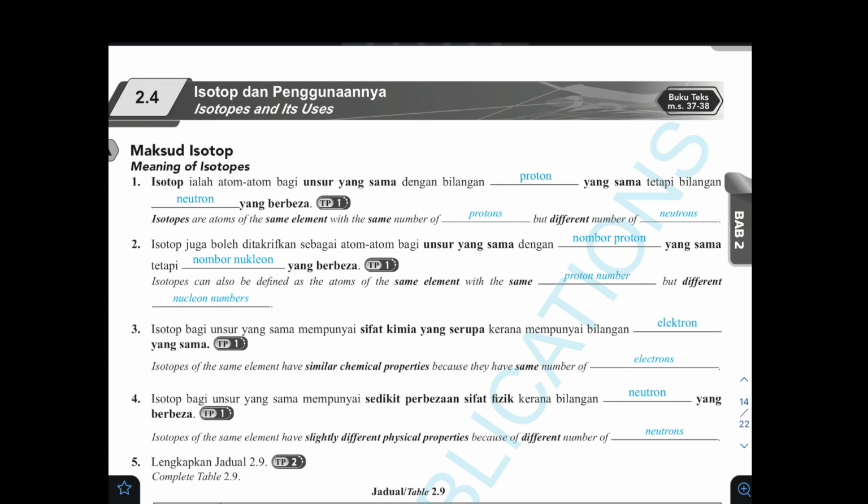Jika membayangkan isotop ni adalah atom bagi unsur yang sama dengan bilangan proton yang sama tapi bilangan neutron yang berbeza. Jadi bila bilangan neutron berbeza, sudah tentu nucleon number dia berbeza. Jadi itu sebabnya dia ada dua definisi di sini ya. Right? Kamu tengok ni, bila neutron berbeza, sudah tentu nucleon number pun berbeza. Tetapi atom itu dia mempunyai same proton number.